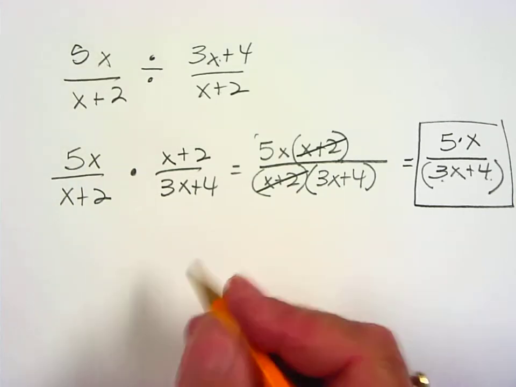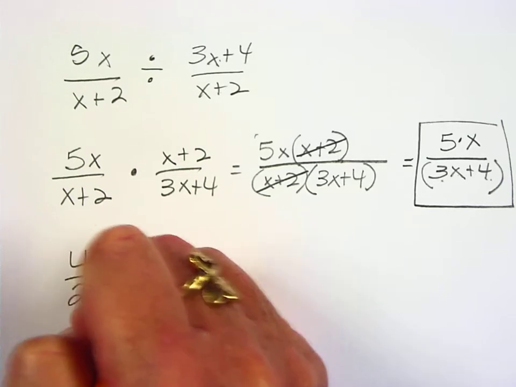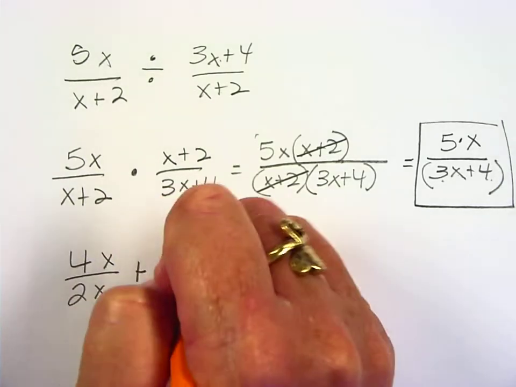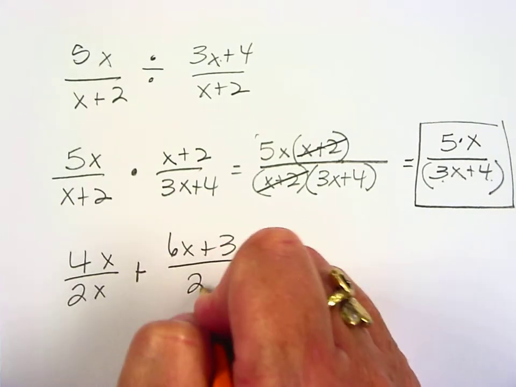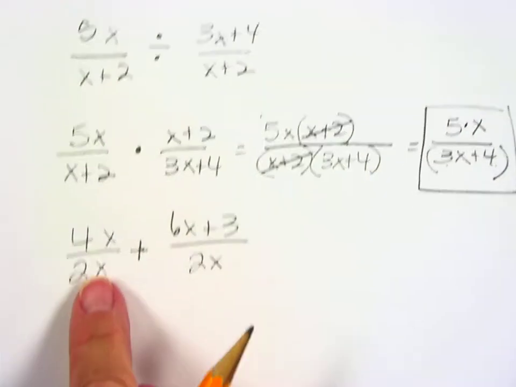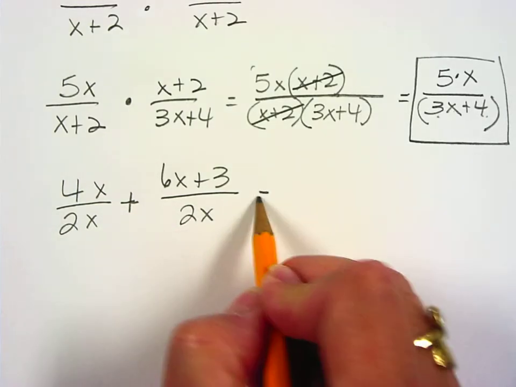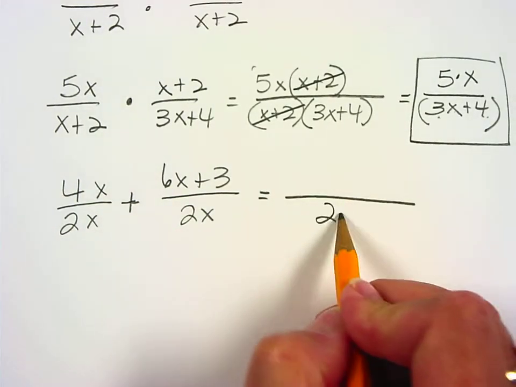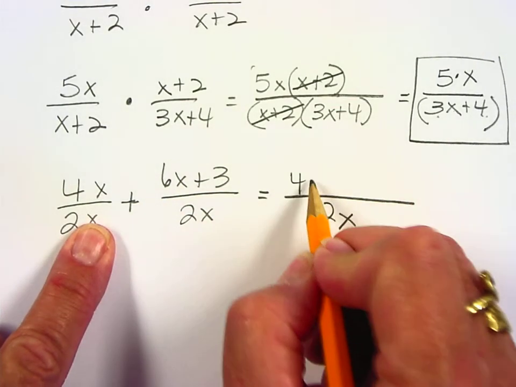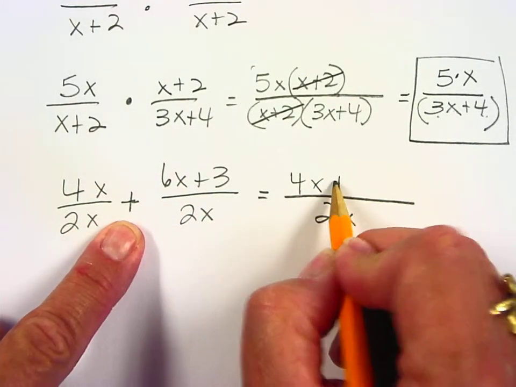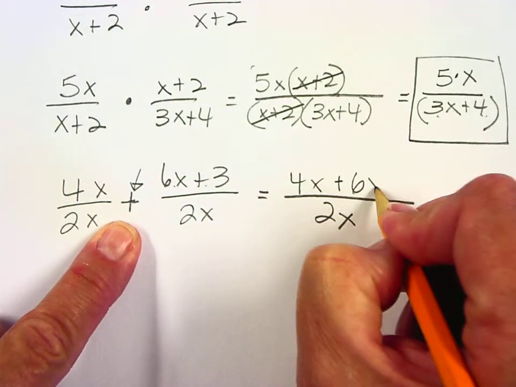Number 3 looks like this. It says find the sum. 4x over 2x plus 6x plus 3 over 2x. Okay, we're adding fractions. When we're adding fractions, we have to have a common denominator, and we do. Our common denominator is 2x. What's our numerator look like? 4x plus, since this is plus, it makes it a whole lot easier. We just bring over our 6x plus 3.